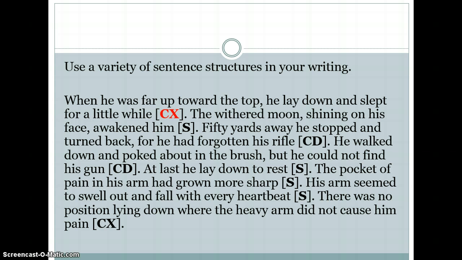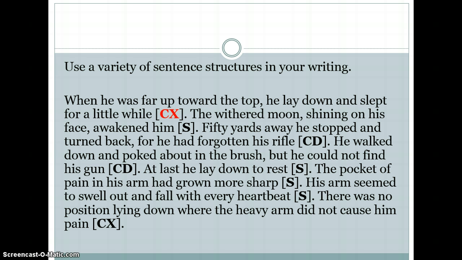Third sentence, 50 yards away he stopped and turned back, for he had forgotten his rifle. This is compound. We've got 50 yards away he stopped and turned back, independent clause. He had forgotten his rifle, independent clause. They're combined using a comma and a coordinating conjunction for. That makes them a compound sentence.